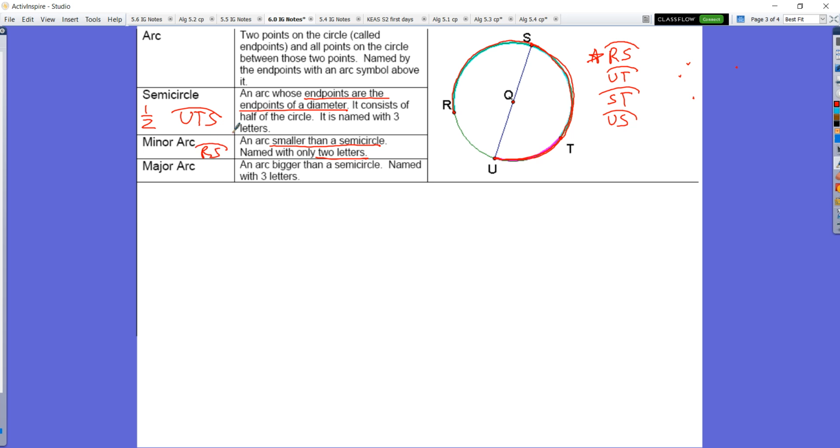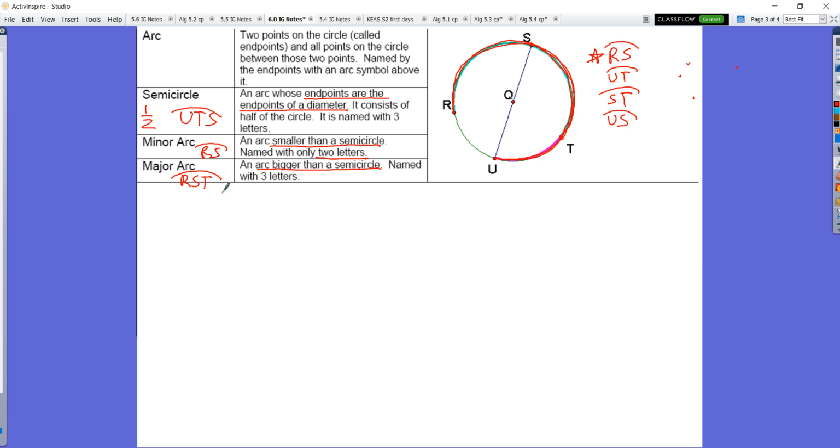All right, then the last one we got is a major arc. This is where an arc is bigger than a semicircle. So one that we could name here has to be bigger than half the circle. We could go from R all the way over to T, and we'd use 3 letters to name that, so we're going to call that RST, just like that. So that would be a major arc. All right, so those are some different things about arcs of a circle.